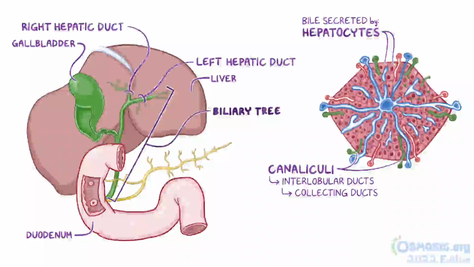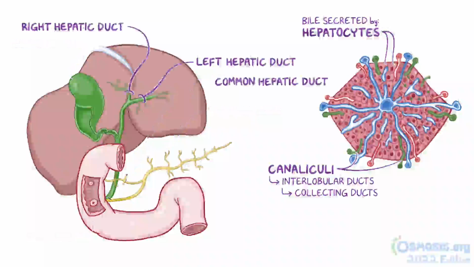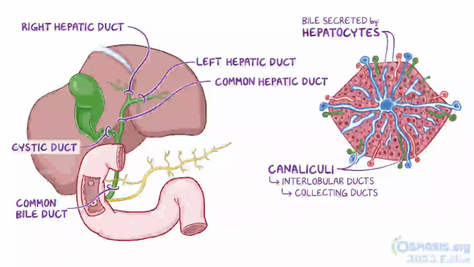These hepatic ducts merge to form the common hepatic duct, which is subsequently joined by the cystic duct from the gallbladder to form the common bile duct. The cystic duct carries bile to and from the gallbladder, allowing bile storage and release.